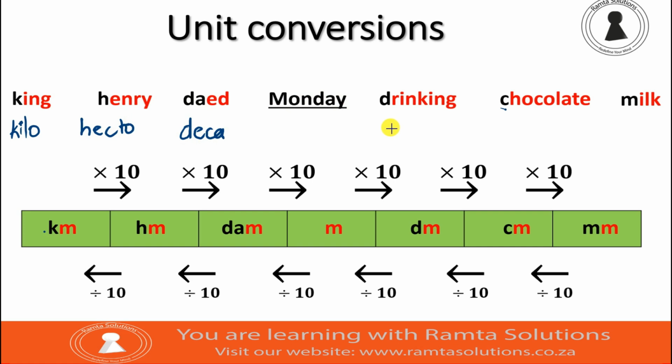Okay, now we have drinking. The D is black. This stands for deci. For the chocolate, the C is centi. For the milk, the M is milli. So when you look at the scale, you have kilometer, hectometer, decameter, meter, decimeter, centimeter, millimeter. Okay, so the reason I wrote the Monday in black is because it can change.